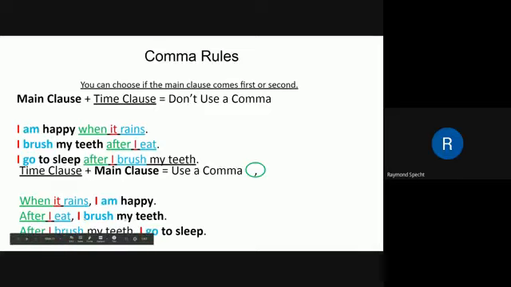All right, same thing, we're using the same sentence we got here. After I brush my teeth, comma, I go to sleep. All right, "after" is our time word, so we know that this is the time clause or dependent clause that's coming first. So we have to make sure we have that comma there.